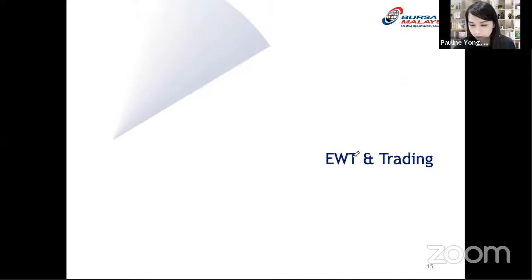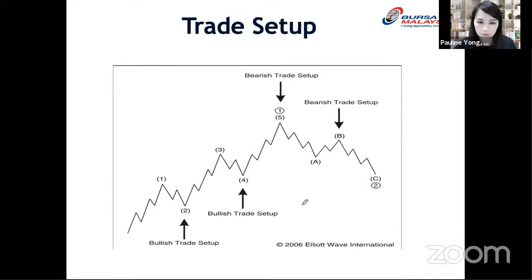Okay, so let's talk about the trade setup. Here we are looking at the counting of the wave: 1 2 3 4 5, and then ABC, and then 1 2 3 4 5, and then ABC. So these are called wave within the wave. Okay, wave within the wave. So 1 2 3 4 5, and then ABC.